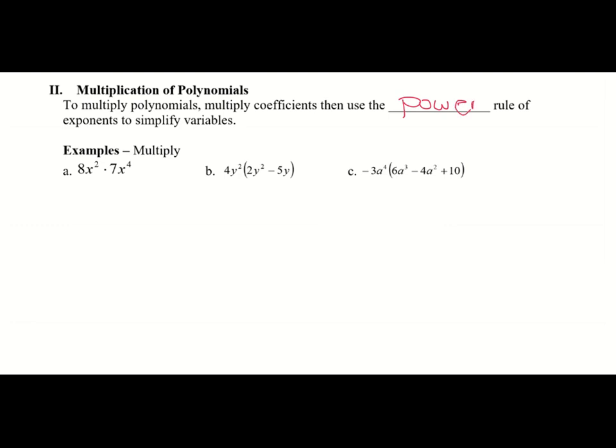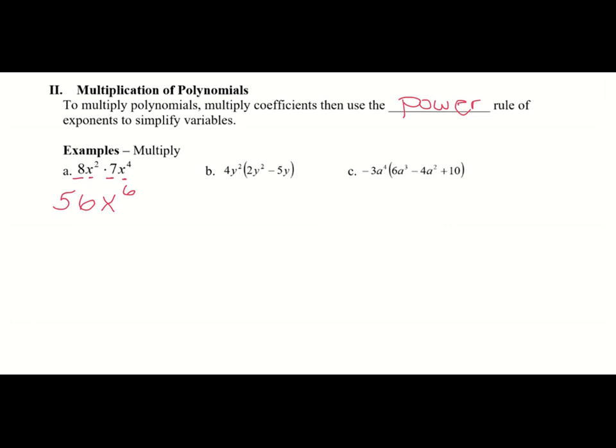So, for instance, for A, multiply the coefficients. So we're going to do just 8 times 7 like we would normally multiply it. And we know that 8 times 7 is 56. And then look for our like bases. So we have x as our like base. We have an exponent of 2 and an exponent of 4. So remember, the power rule says you add those exponents when you multiply bases that are the same. So it's going to become 56x to the 6th power. And that's our final answer for that one.